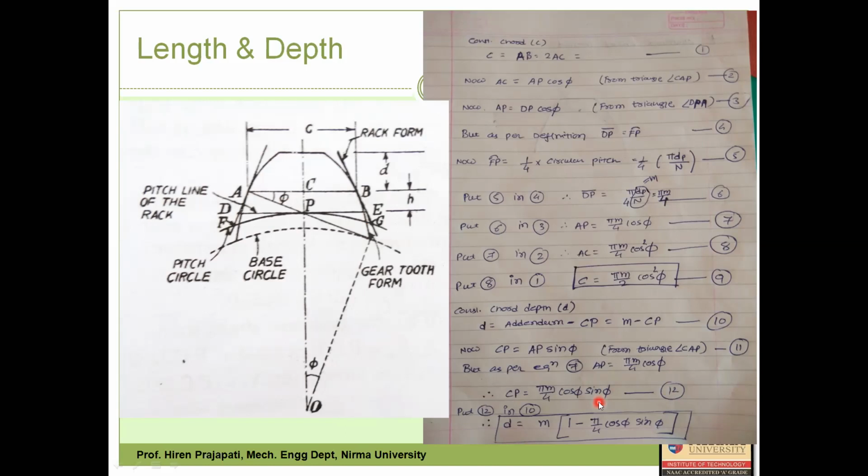Now put the value of CP from 12 into equation number 10. Then d is equal to m minus pi m by 4 cos phi into sine phi. Again take m common, then we get finally this equation. So this equation is also depending upon module, not the total number of teeth present on the gear wheel. So again, the constant chord depth is a function of module only. So we got these equations. Now what we need to do, how to apply this method?